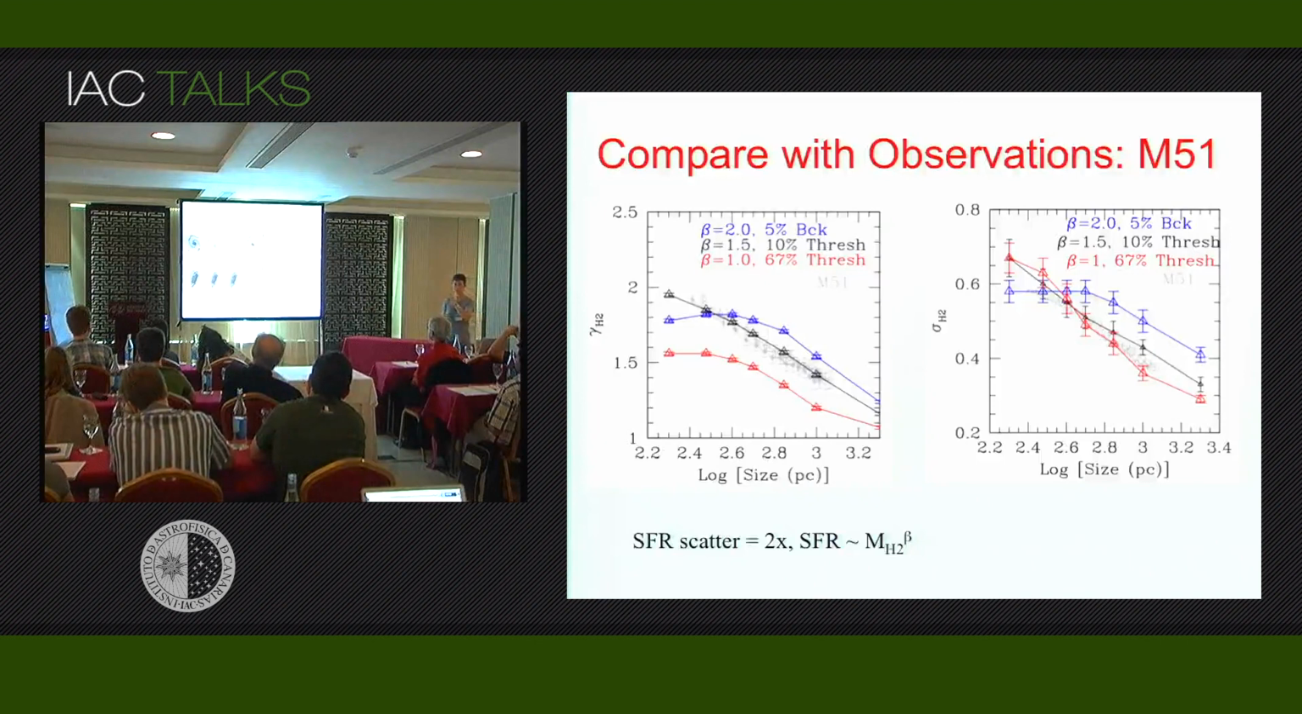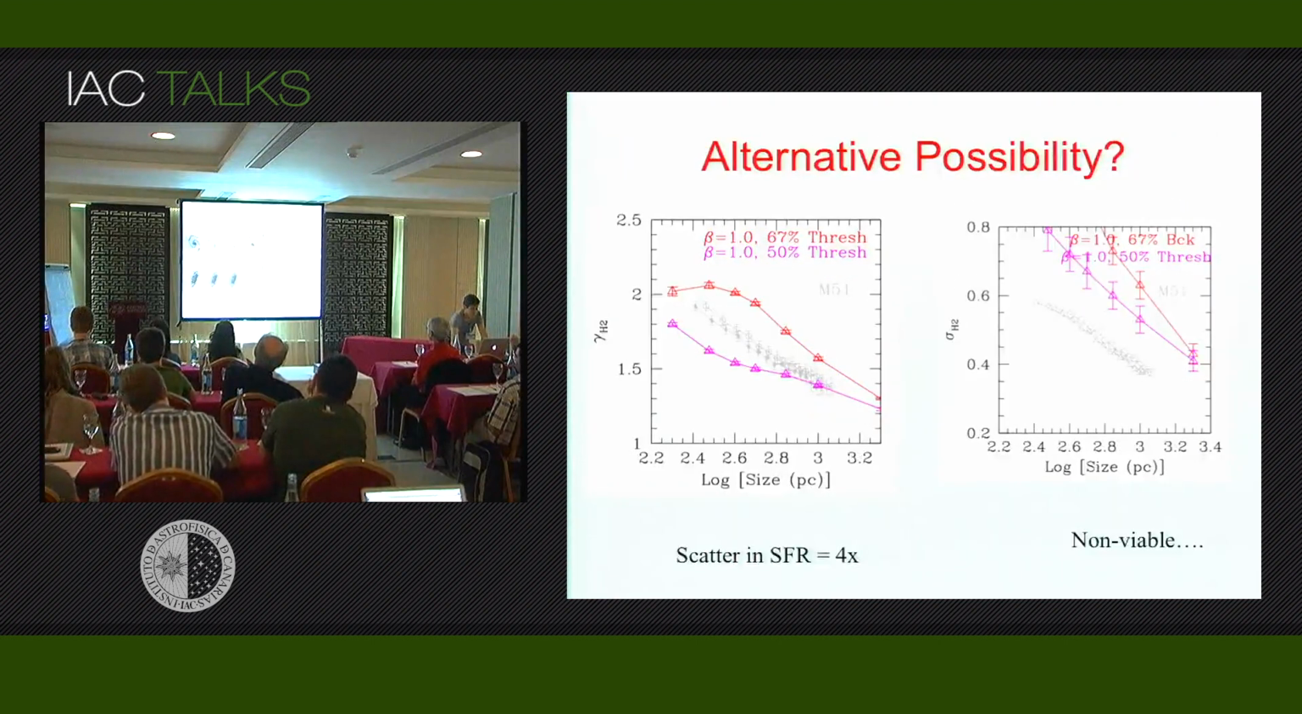In order to flatten out the 2.0, I had to add some background, some non-molecular bearing contribution to the star formation rate, that is actually my diffuse light. So I could flatten it out a little bit. Yet the only one that seems to be fitting is the 1.5 with a 10% threshold.